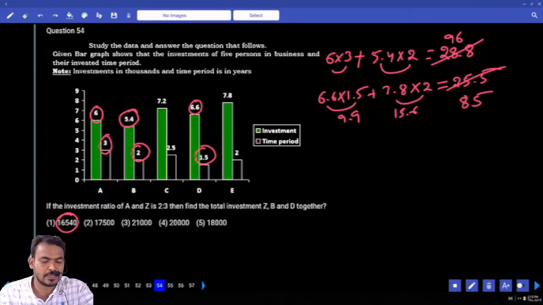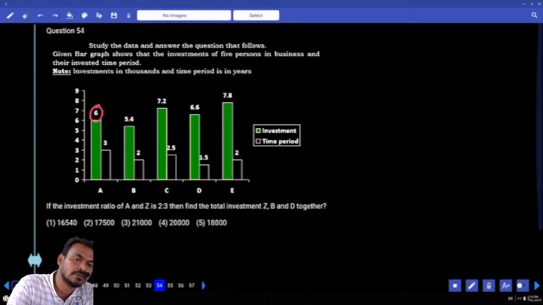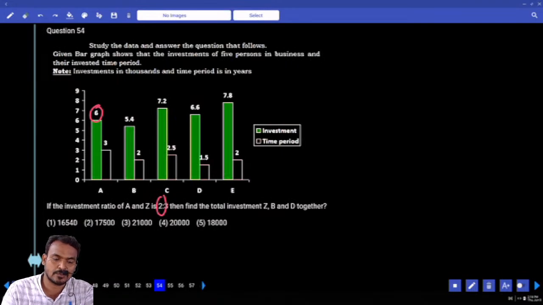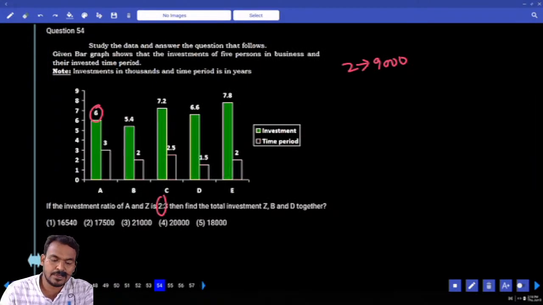Next question number 54. If the investment ratio of A and Z is 2 is to 3, find the total investment of Z, B, D together. What is the A investment? 6. That represents 2 parts. 2 parts are 6, so what are the 3 parts? 9. So Z investment is how much? 9,000.